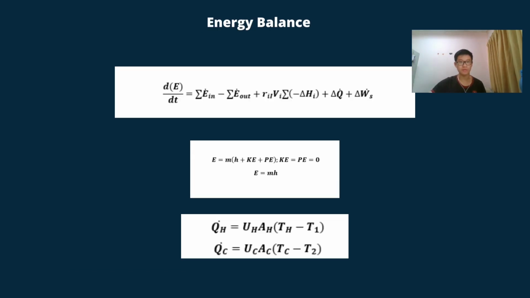Finally, we'll derive the energy balance by using this equation. dE over dt equals the sum of energy in minus the sum of energy out plus rate of reaction times volume of reactor times the sum of enthalpy of reaction, plus heat plus work. And since kinetic energy and potential energy are assumed negligible, energy equals mass times enthalpy. QH is the heat supplied by the heater, and QC is the heat removed by the cooler. And this is the energy balance for the SMR reactor.